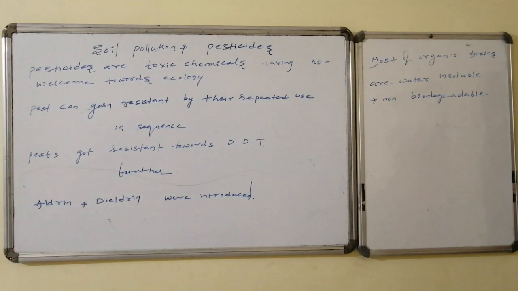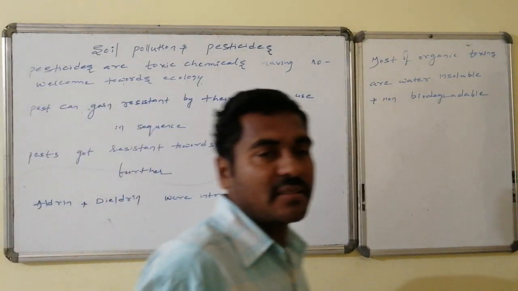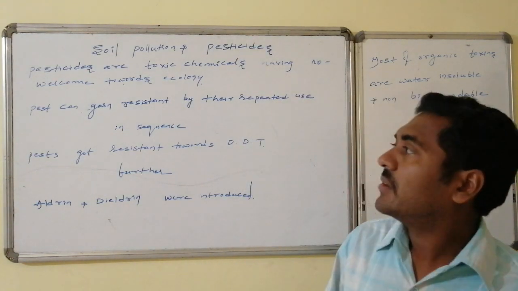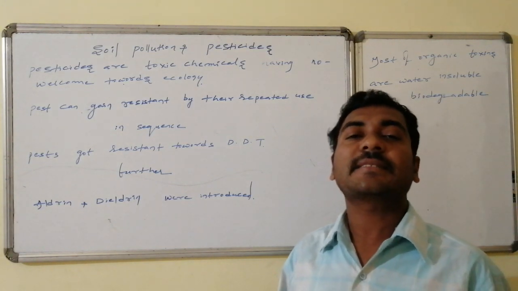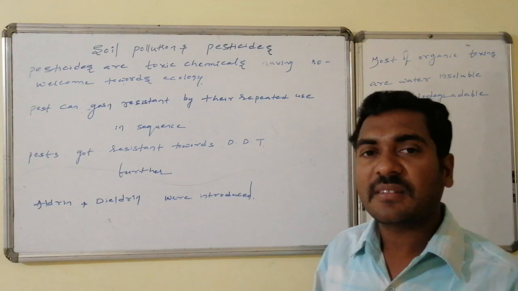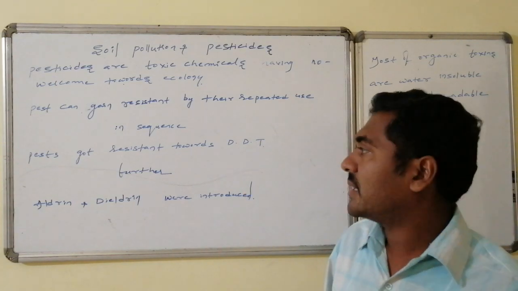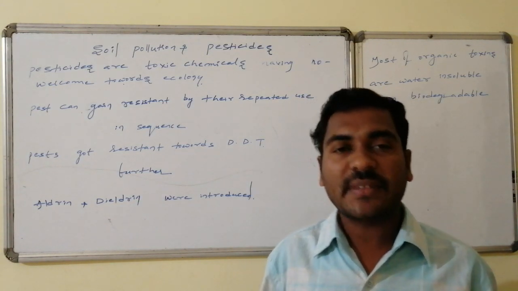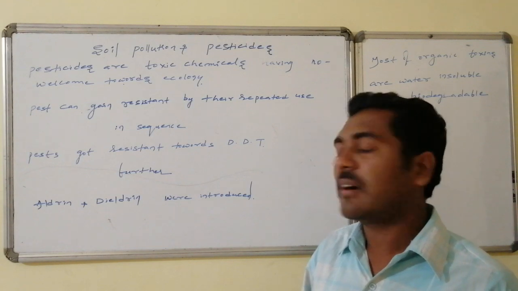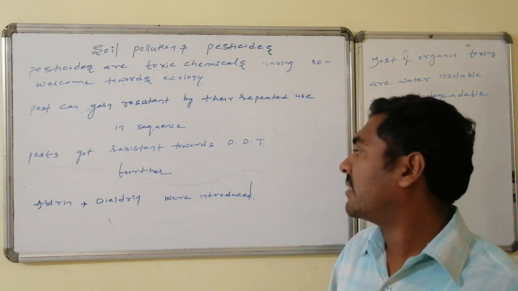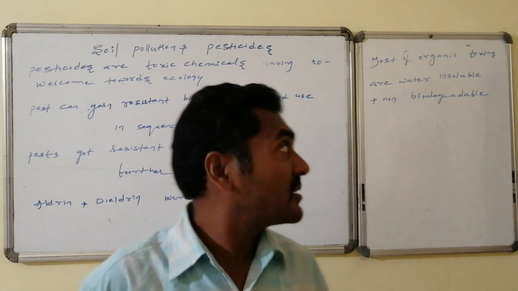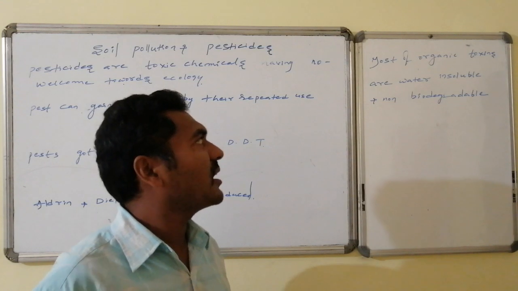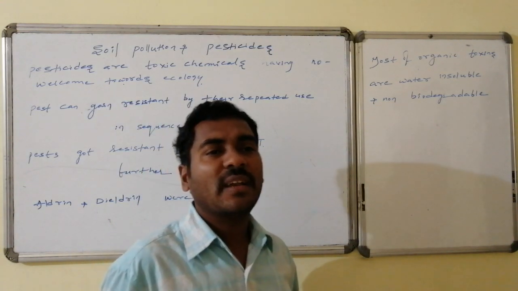An introduction to pesticides. Pesticides are toxic chemicals which are not welcome to the ecology. Pests can gain resistance by repeated use of pesticides. So in sequence, the pests became resistant to DDT. Further, in place of DDT, the pesticide industries introduced new chemicals like aldrin and dieldrin. Most of the organic toxins used as pesticides are water insoluble as well as biodegradable.